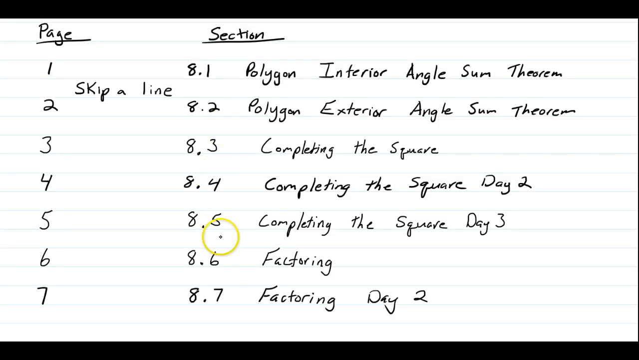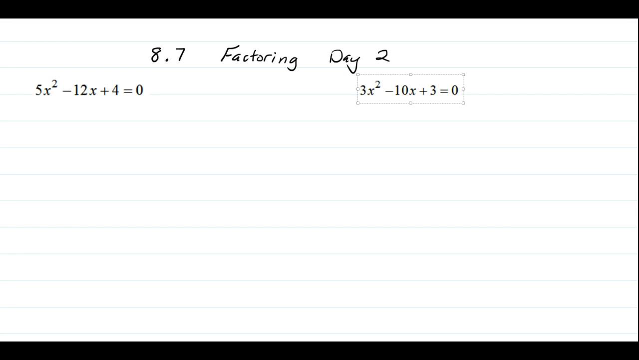All right, please add the next section to your notes, 8.7, factoring day 2. All right, so today we're going to continue the Xbox method. So what numbers are going to go on top of our X? And that would be 5 times 4 is 20. Now what number goes on the bottom? And the bottom is always the middle number, so it'll be negative 12.